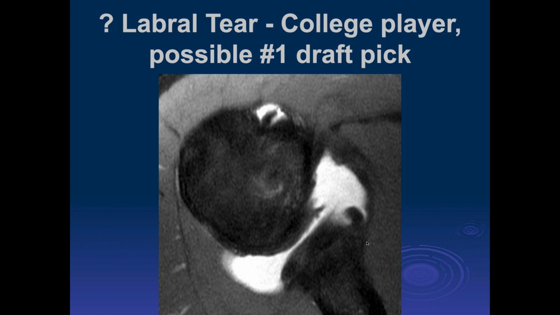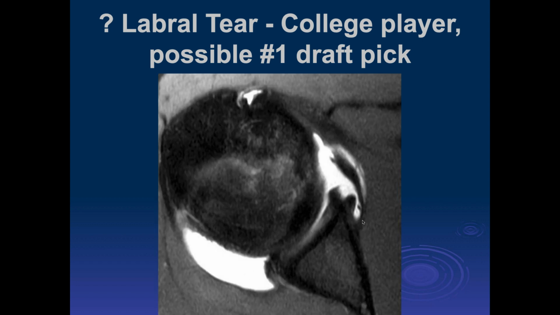Let's go up. Here's another cut up. What's this structure? That should be where the anterior band of the inferior glenohumeral ligament attaches. Yeah, so that's the anterior band. This is the next cut up. Okay. So the anterior band of the inferior glenohumeral ligament is torn and displaced along the anterior glenoid. There's the next cut up.